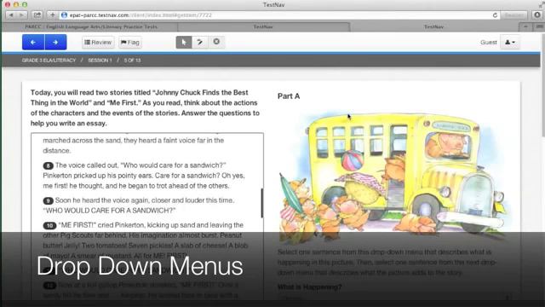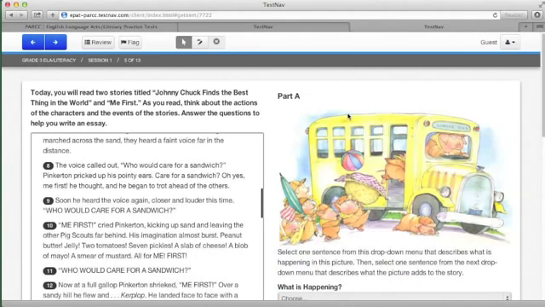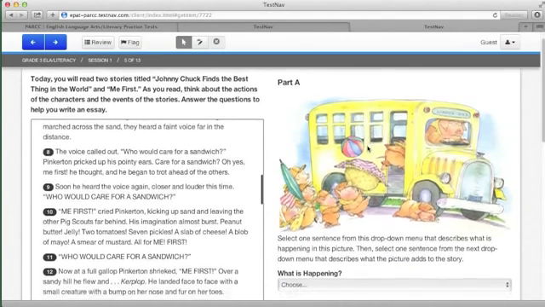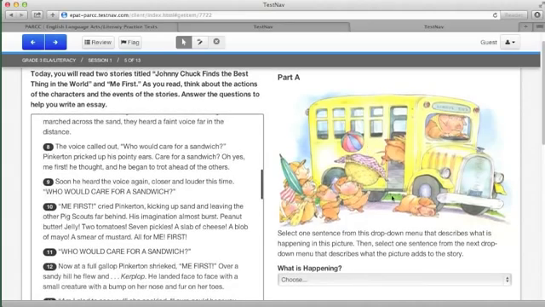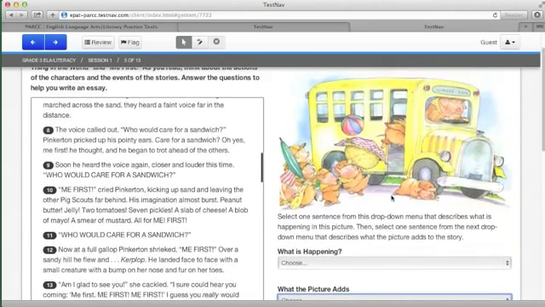You will also see drop-down menus in the ELA tests. In the grade 3 ELA test, for example, after reading the story Me First, you're given a picture and you're asked to select one sentence from the drop-down menu that describes what is happening in the picture. Then select one sentence from the next drop-down menu that describes what the picture adds to the story.